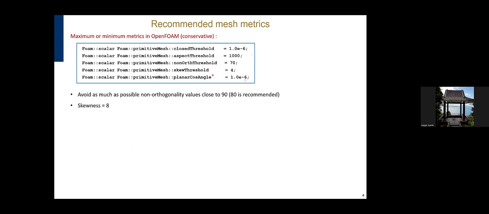Now, OpenFOAM has a few recommended criteria there, which are generally conservative. For the non-orthogonal threshold, the maximum you should have for non-orthogonality should be 70, but that is quite conservative. So you can use 80, but once you exceed 80, then you have a problem. So you need to be very careful when you look at the non-orthogonality.